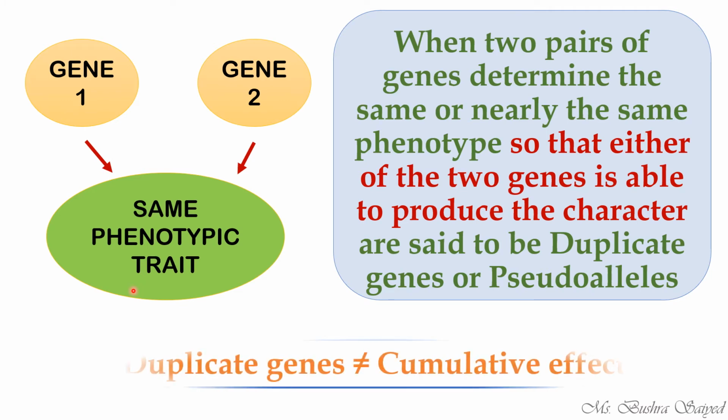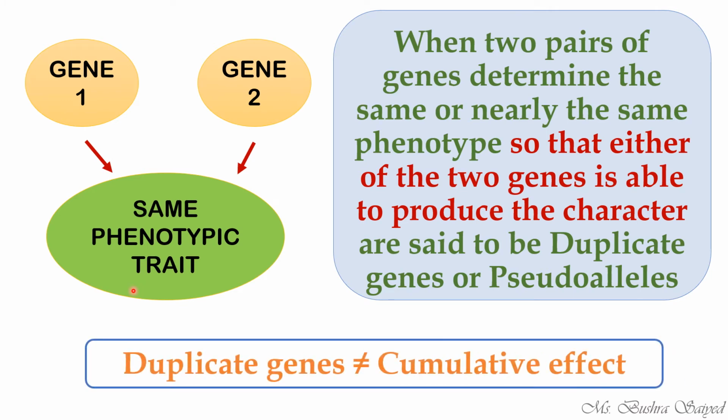Which means that duplicate genes do not have cumulative effect. Cumulative effect means the additive effect. When two different genes combine and give one particular phenotypic trait, it is not like that. Separately also they can give the same phenotype, together also and separately also. If both the dominant genes are there, then it will give the same phenotype. Even if one dominant gene is present, then also it will give the same phenotypic trait.